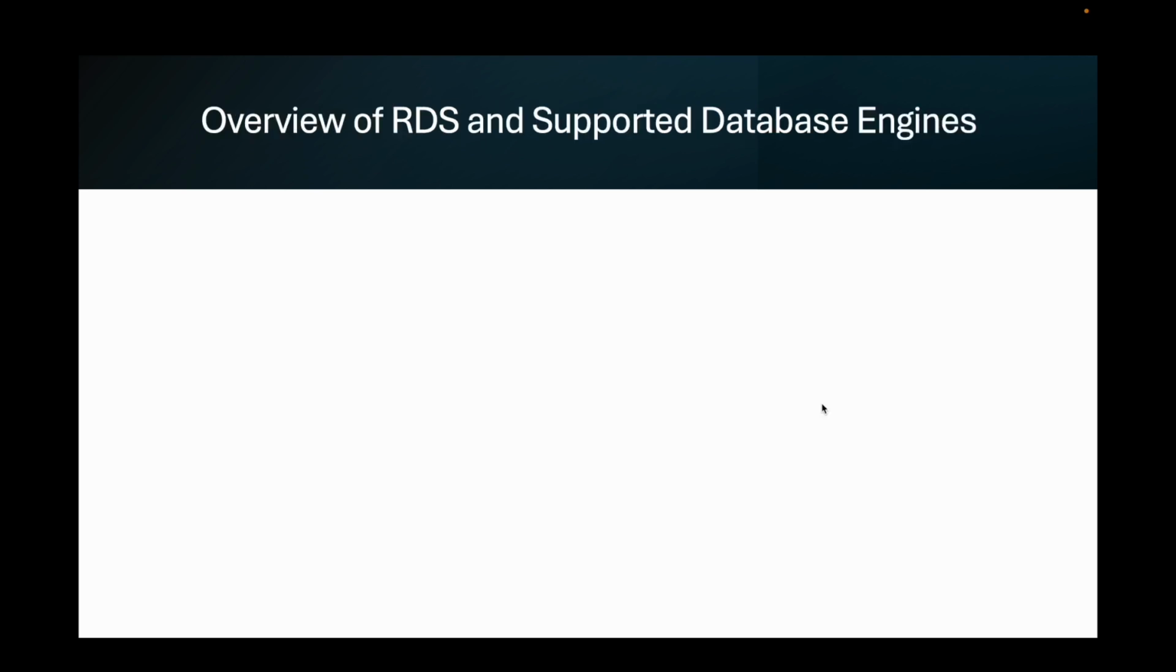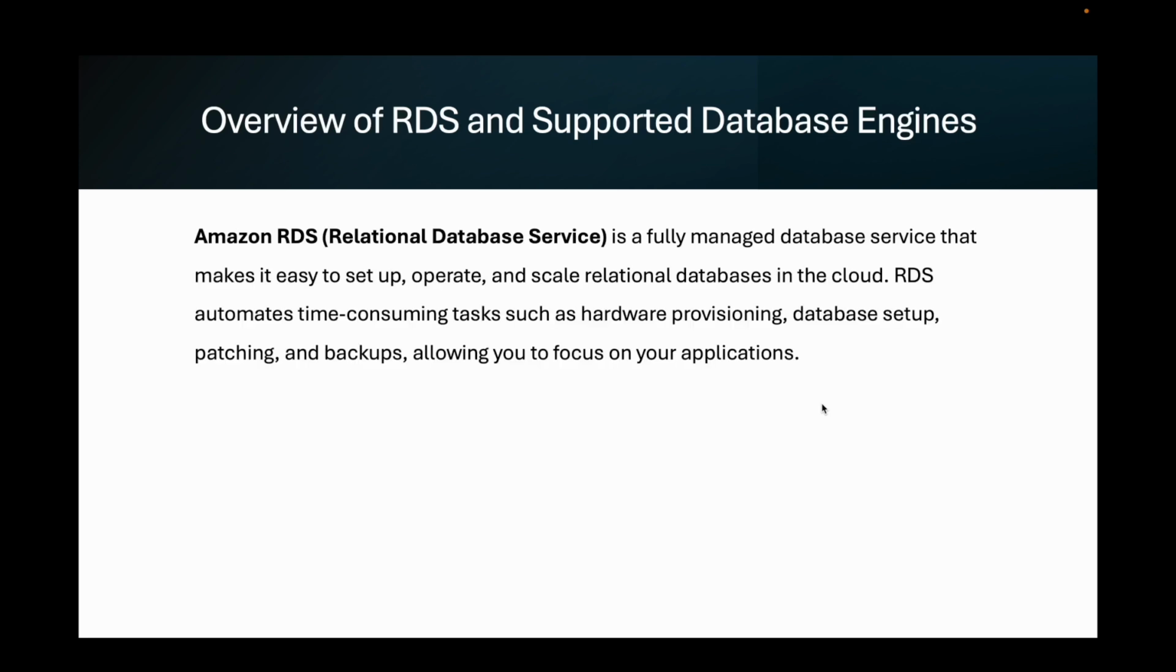First, let's go over the overview of RDS and supported database engines. Amazon RDS, or Relational Database Service, is a fully managed database service that makes it easy to set up, operate, and scale relational databases in the cloud. RDS automates time-consuming tasks such as hardware provisioning, database setup, patching, and backups, allowing you to focus on your application.